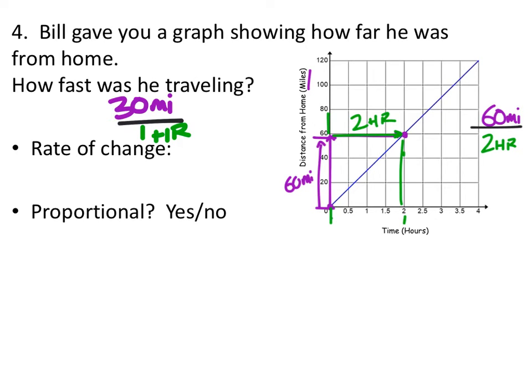Then we may ask ourselves, what is the rate of change? It also is still 30 miles per hour. Is this one proportional? It's a graph, and it's a straight graph. It's a straight line, that blue one, and it does go through the origin, so this one is proportional.